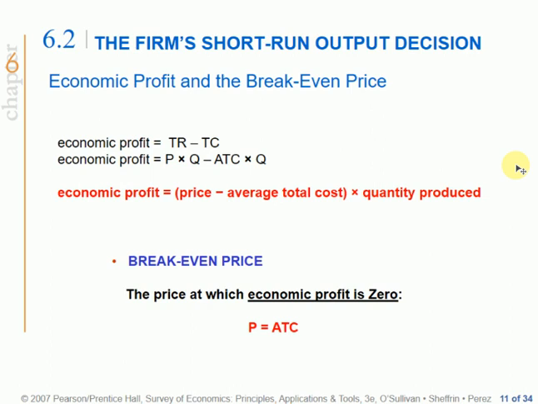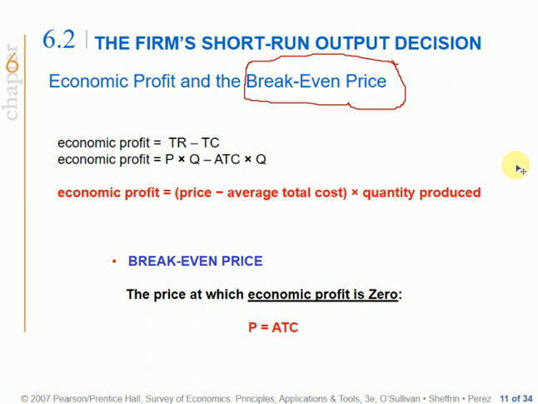So, in our analysis of the firm's short-run output decision, we need more information in order to determine whether the firm is earning money or losing money. In order to determine whether the firm is earning or losing money, we need what we call the break-even price. We need to identify the break-even price.